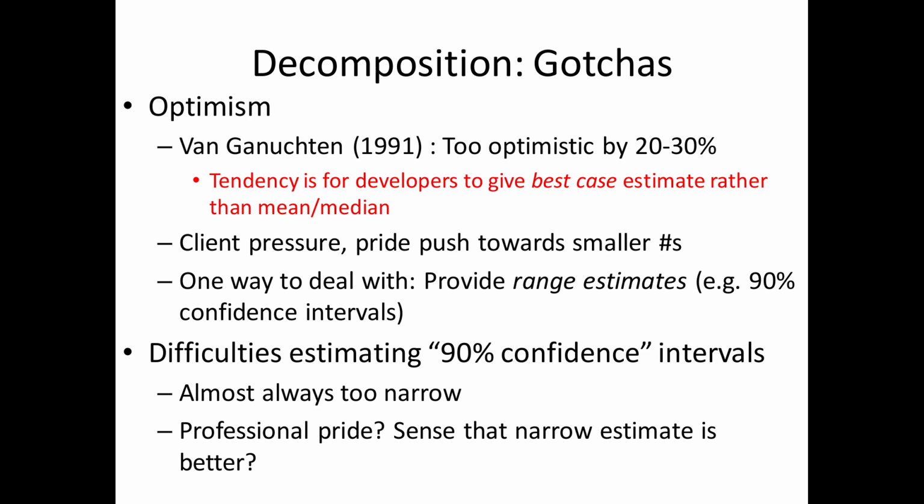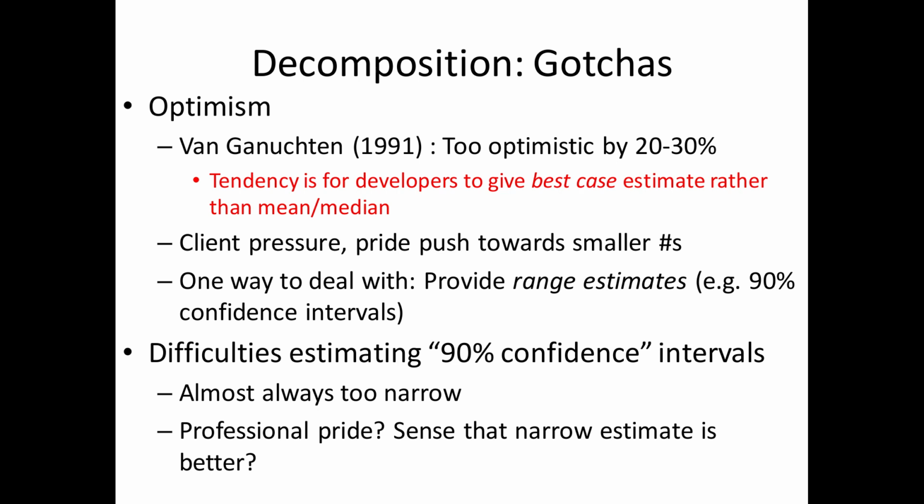So there's a couple problems here. One is it's too optimistic. We tend to give best case estimates, particularly if your boss is looking at you. Imagine you're a newer developer and they say, how long will it take for you to implement this? Do you want to say 2 years?